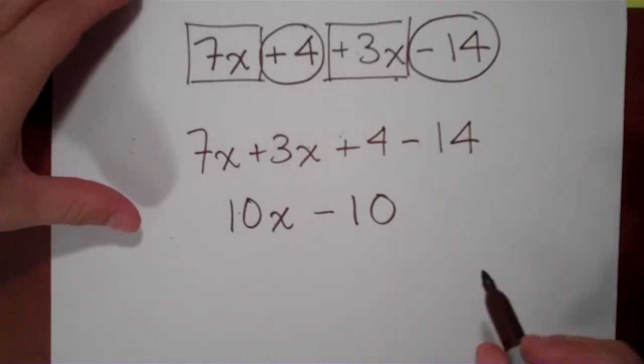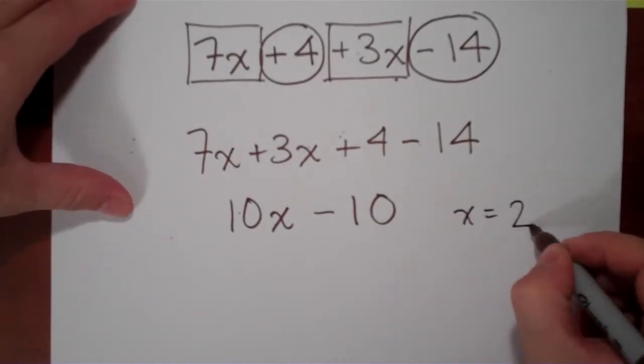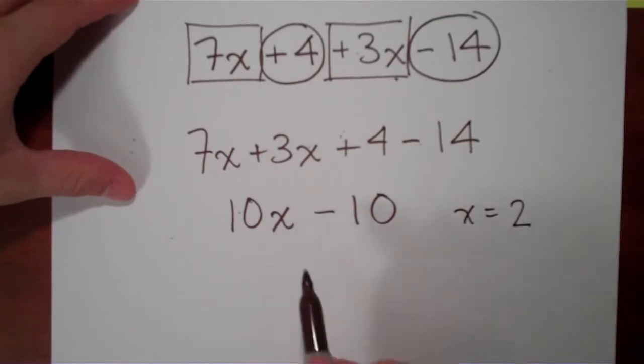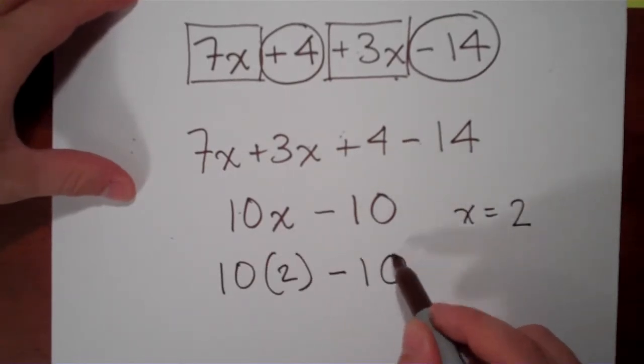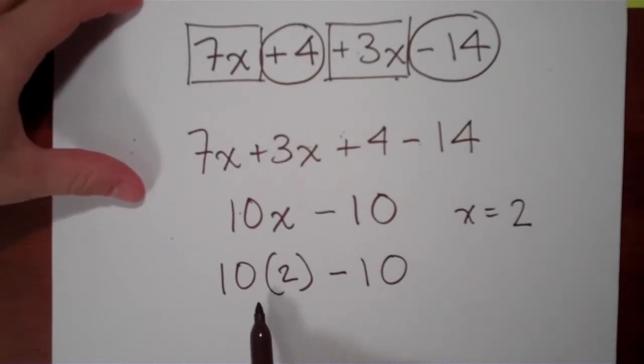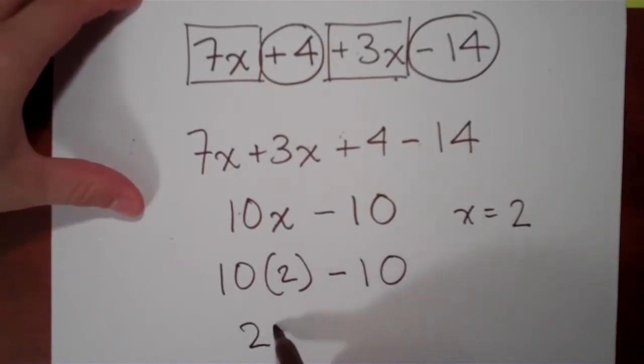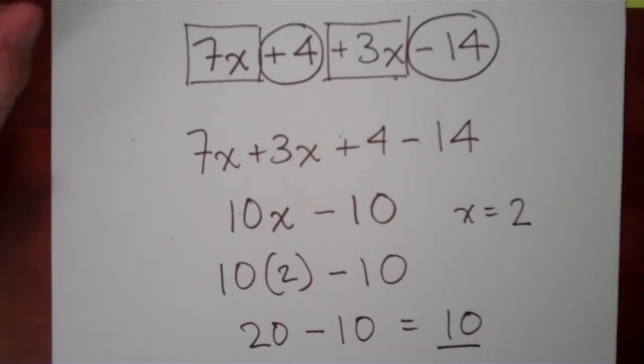And then it says that x equals 2. If x equals 2, we plug in our 2 for x. We get 10 times 2 minus 10. Order of operations, right? Tells us 10 times 2 first. 20 minus 10 equals 10 is our total.